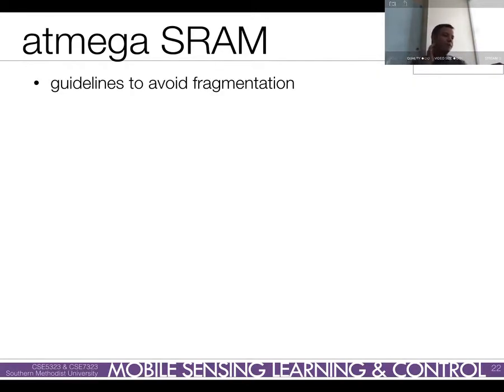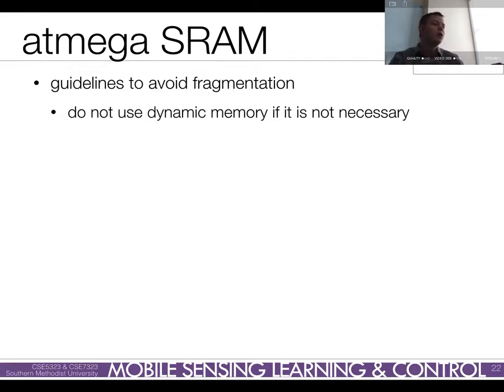So how do you avoid that? To avoid fragmentation, try not to use dynamic memory allocation. Seriously, if it's not necessary, try not to use it. That's things like malloc, calloc, and realloc. Try to stay away from those. Those are great programming tools, but they are not great on a microcontroller.